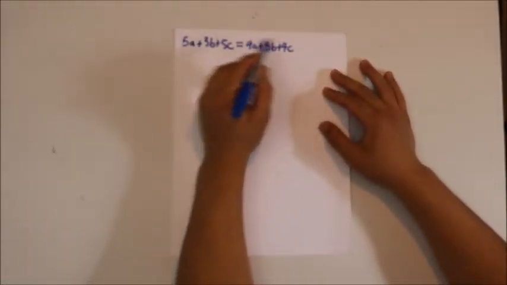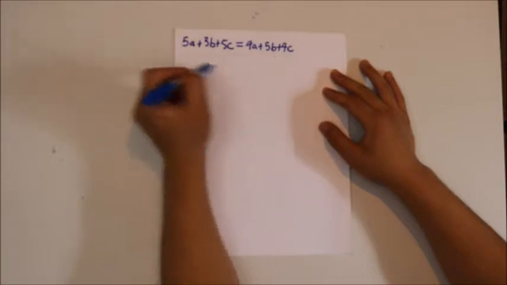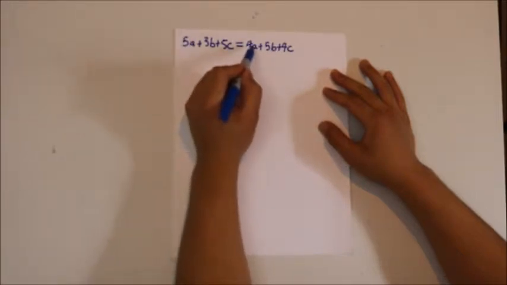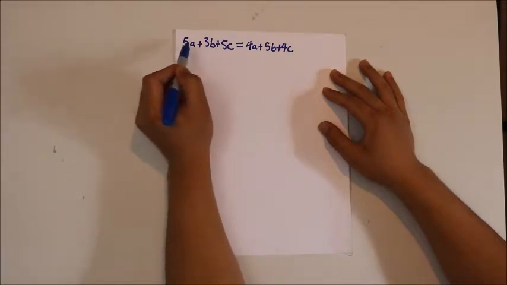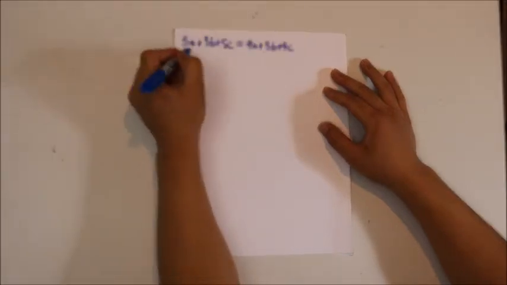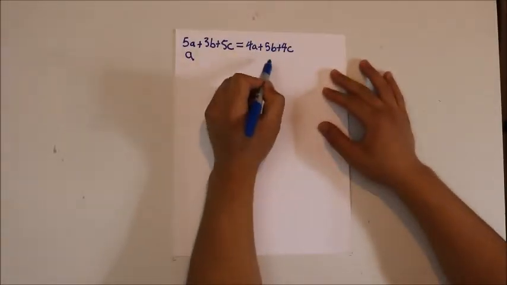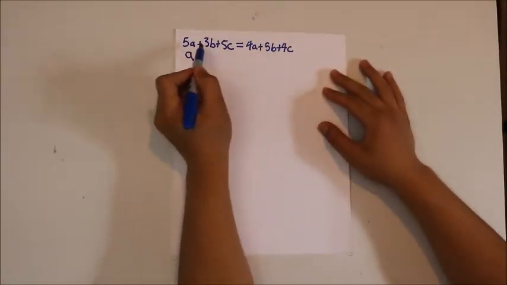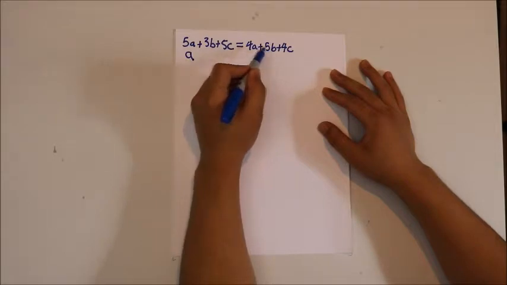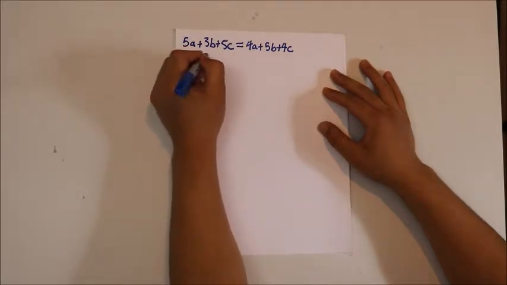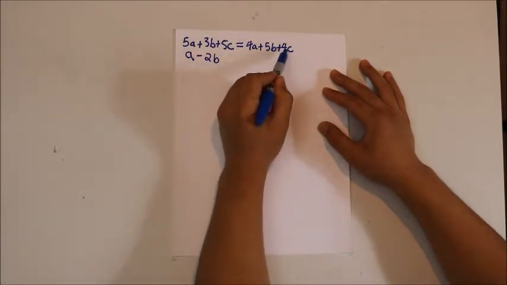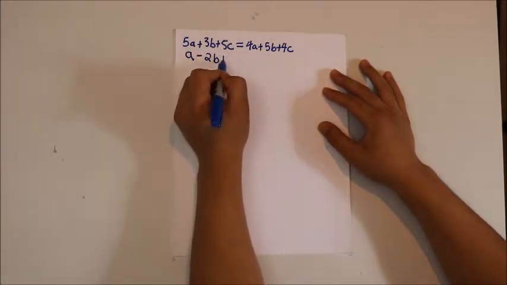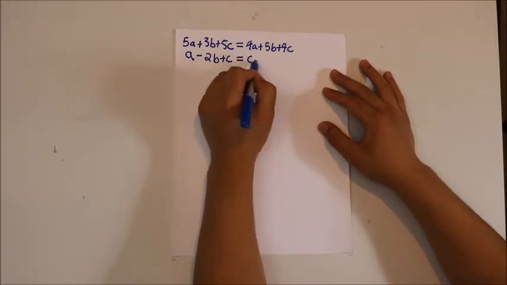Now what we want to do next is rearrange the elements on one side and move them to the other side. So here we subtract 4a, so then this is gone, and we have to do the same thing on this side. So 5a minus 4a is equal to just a. We're trying to move 5b over here, so 3b minus 5b is equal to negative 2b, and then 5c minus 4c is equal to c, so we get a minus 2b plus c is equal to 0.